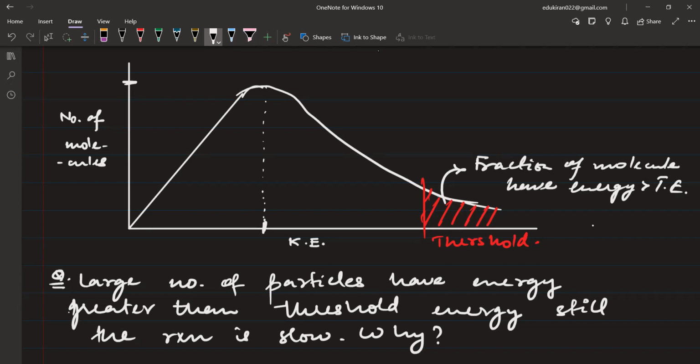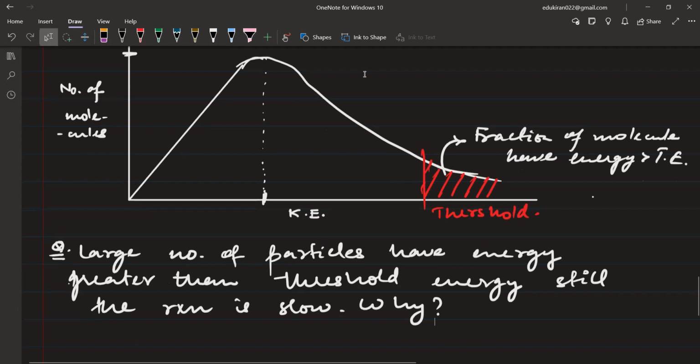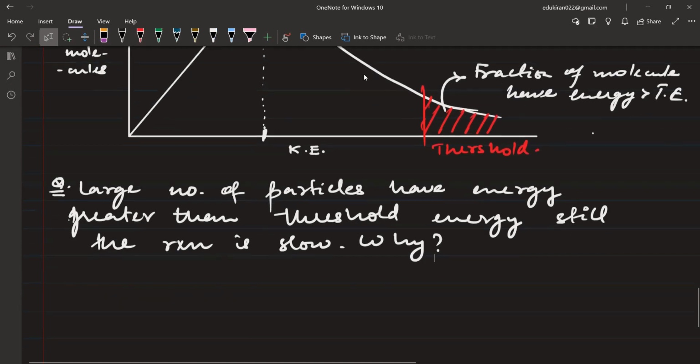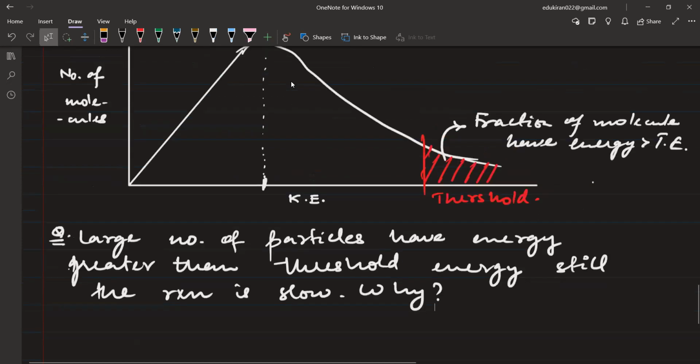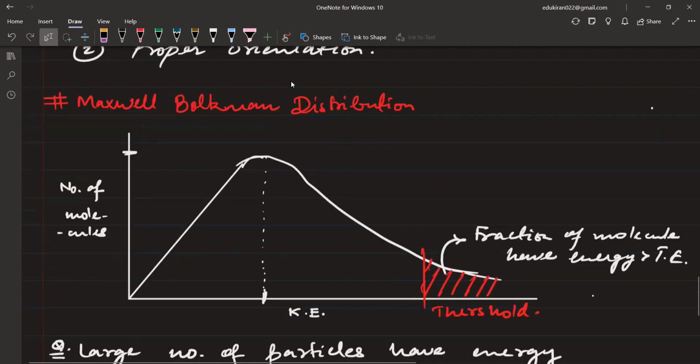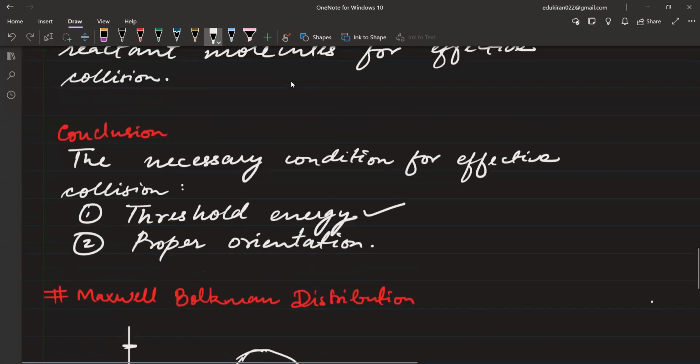Why is that? This is not a fundamental statement or universal statement that if a greater number of particles have high energy, then the reaction will always be slow. That is not necessarily so. They saw that the reaction was slow. Then why will it be slow? There are only two conditions. Threshold energy is there, but proper orientation must not be there. That is why it is slow. All of you got this? Please tell me. Yes, sir.